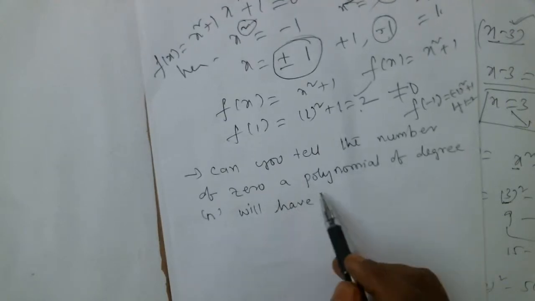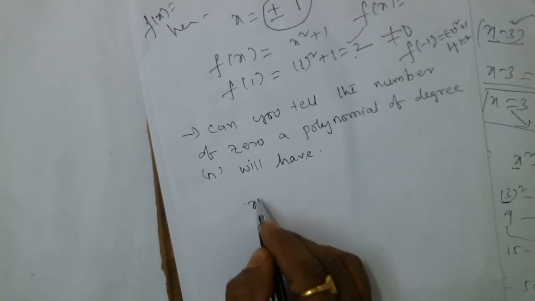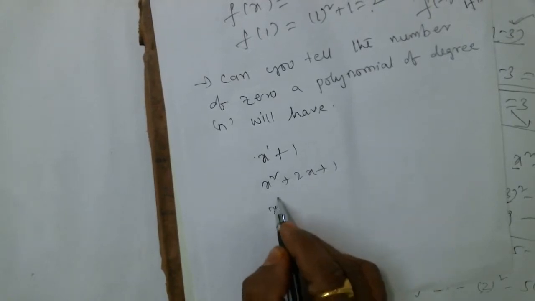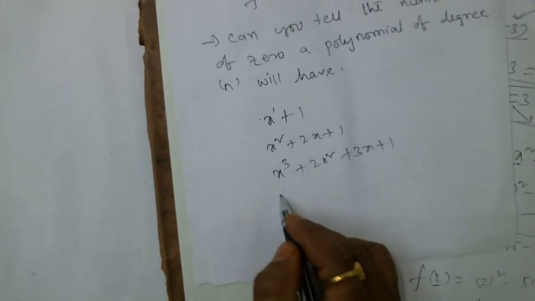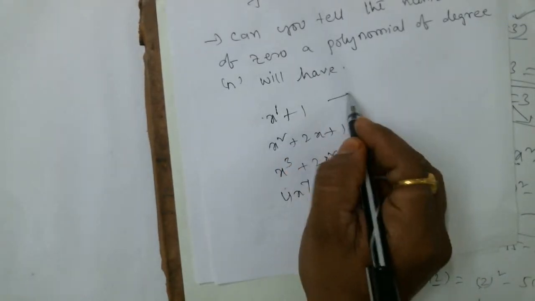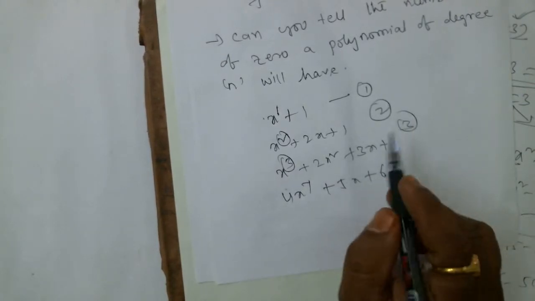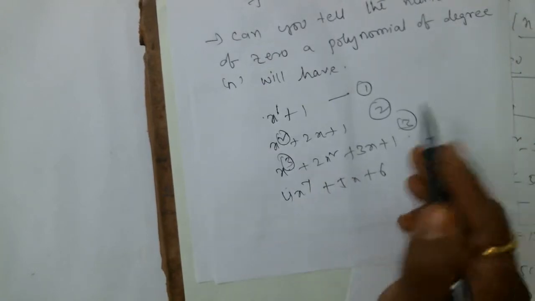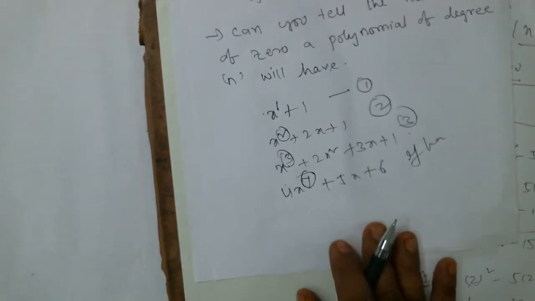Next, can you tell the number of zeros a polynomial of degree n will have? Suppose the given polynomial is x plus 1. Again take x square plus 2x plus 1. Again take x cube plus 2x square plus 3x plus 1. Suppose if you take 4x power 7 plus 5x plus 6. The power is 1, it has 1 zero. The power is 2, it has 2 zeros. The power is 3, it has 3 zeros. We have to check the highest degree. Highest degree is 3, so it has 3 zeros. The highest degree is 7, so it has 7 zeros.